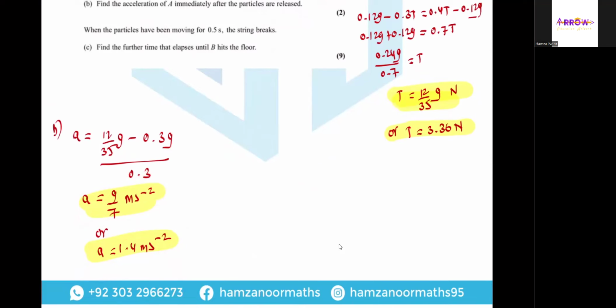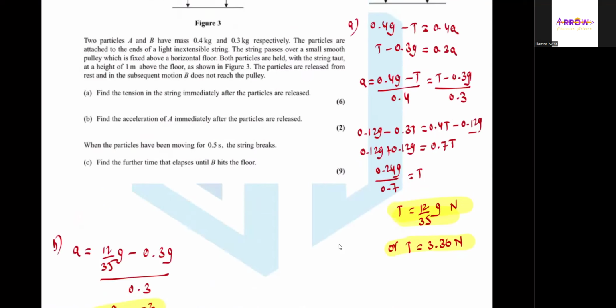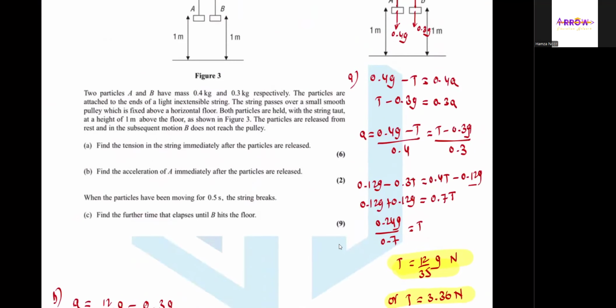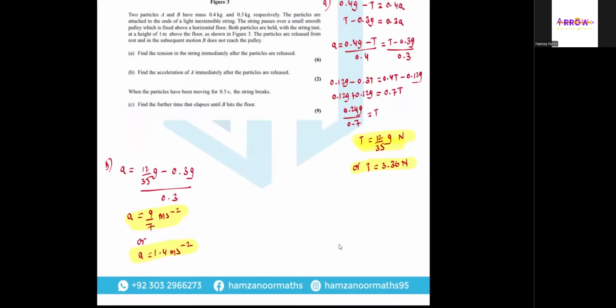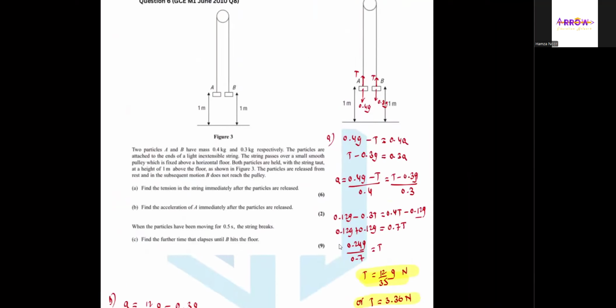in the question, according to the Edexcel mechanics syllabus. And then we have part C. Here was a solution for part A and B completely.